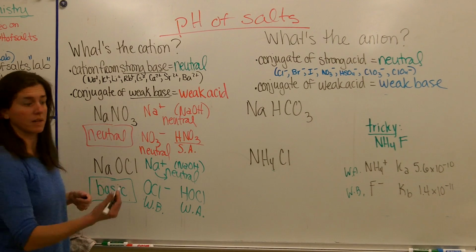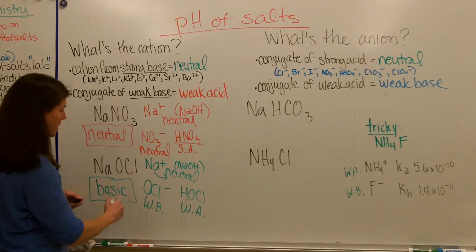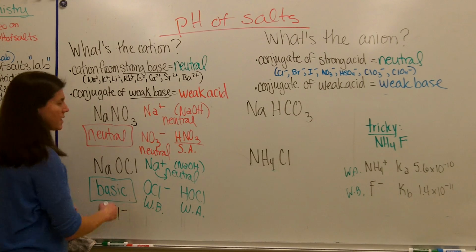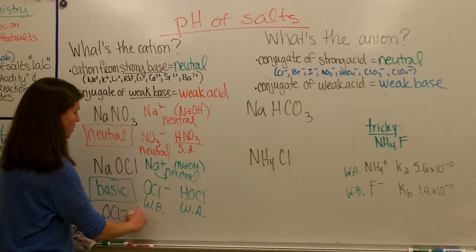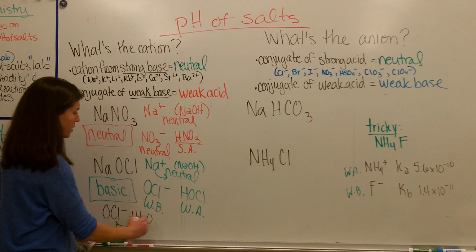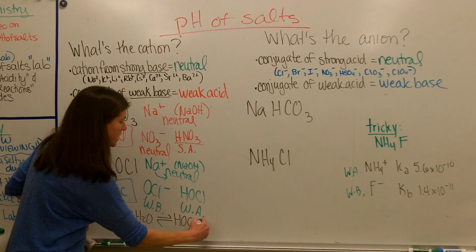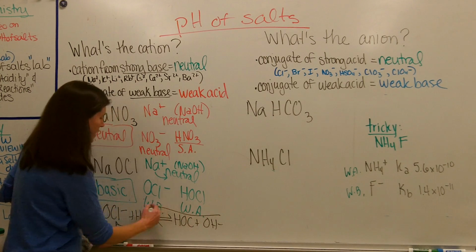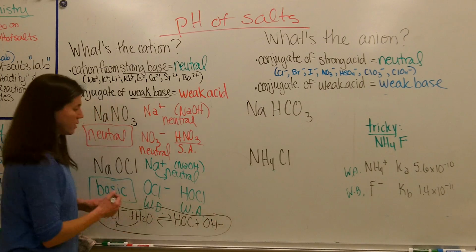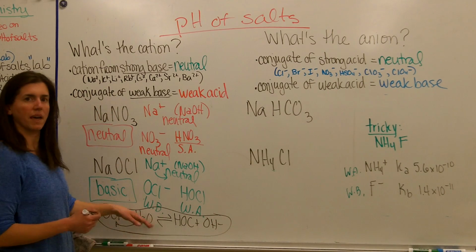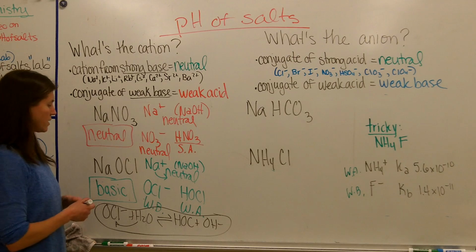And the reason why, if you were to draw out the reaction, is that this hypochlorite anion is going to react with water and take a hydrogen from water, forming HOCl and hydroxide. So this is what my anion is doing. This is why it is acting as a weak base. Remember, bases are hydrogen takers.